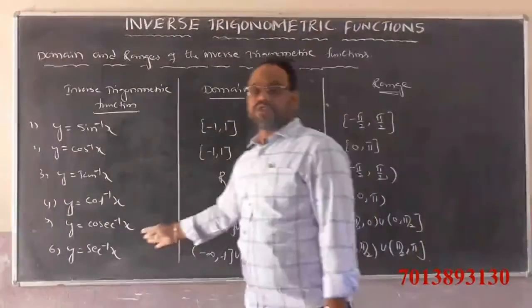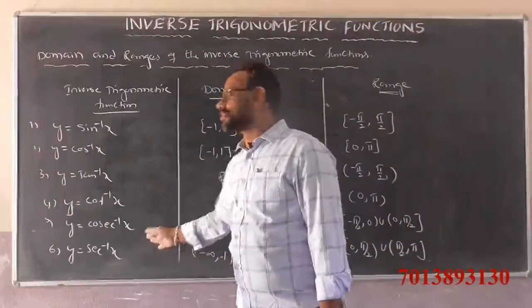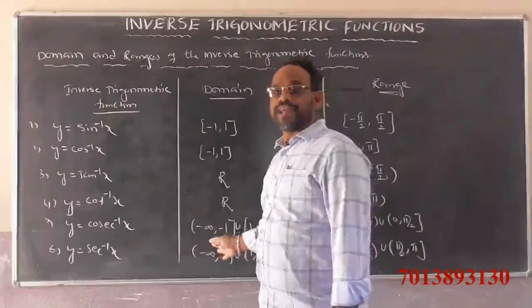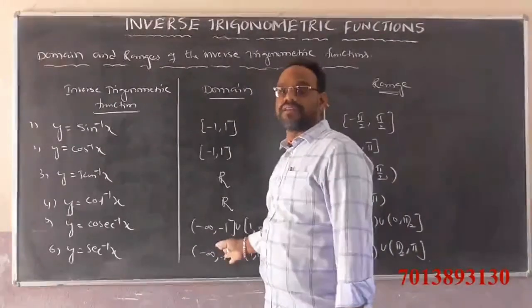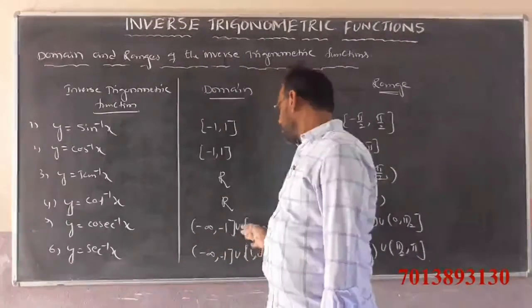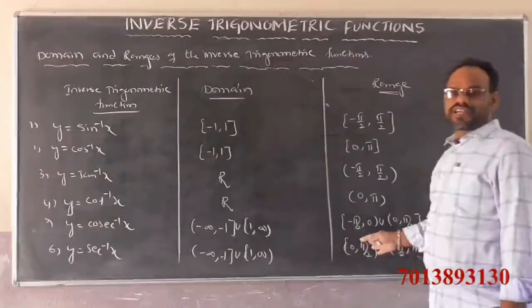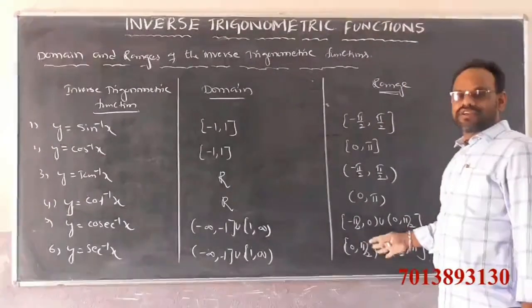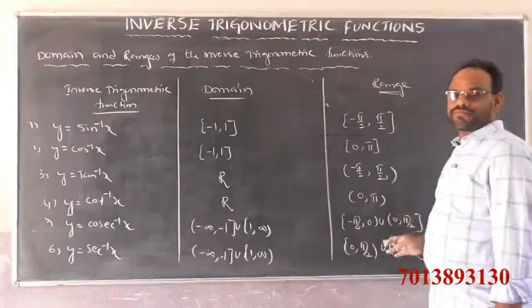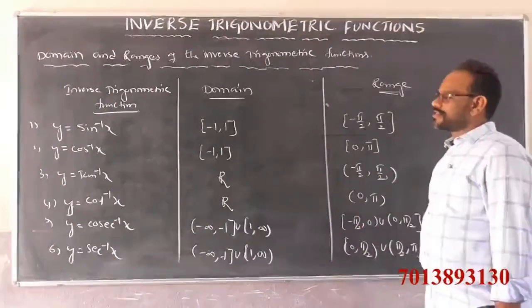If you take y is equal to cosecant inverse x, the domain is minus infinity to minus 1 closed interval union closed interval 1 to infinity. Then the range is the closed interval minus pi by 2 comma 0 union 0 to pi by 2. That is the range of the cosecant inverse function.